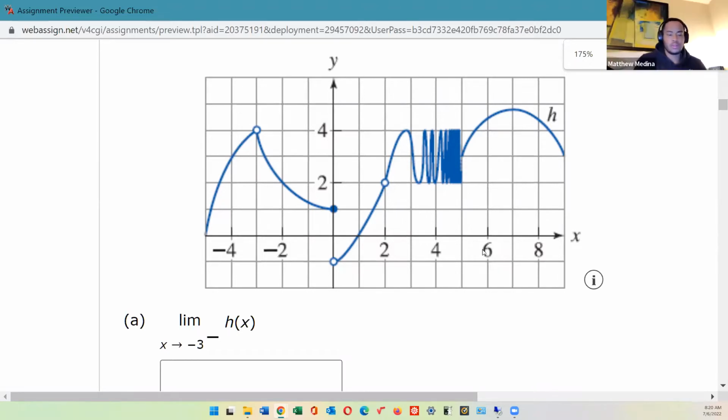When I said f of 2 does not exist, is that because the circle is open? Yes. Do you see the little hole at 2? There isn't any dot above it or below it. If there was a solid dot above it, the value of the function would equal whatever height that dot was at.